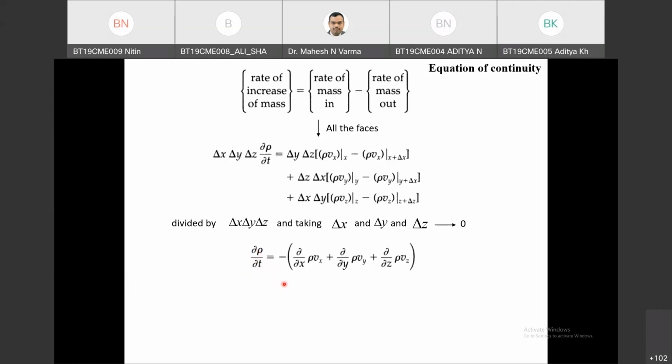Okay, del rho by del t equals minus. The minus will come because this is the property at x minus the property at x plus delta x, while the definition of differentiation is x plus delta x minus x. So there will be a minus sign here. Everybody got this minus sign? Nitin? Yes, sir. Okay, so this is dou by dou x of rho into vx plus dou by dou y of rho into vy plus dou by dou z of rho into vz. So you can say this is the equation of continuity, the first form of the equation of continuity.